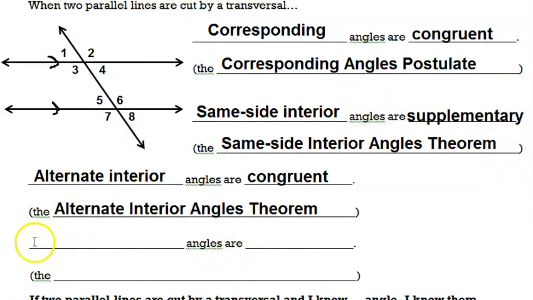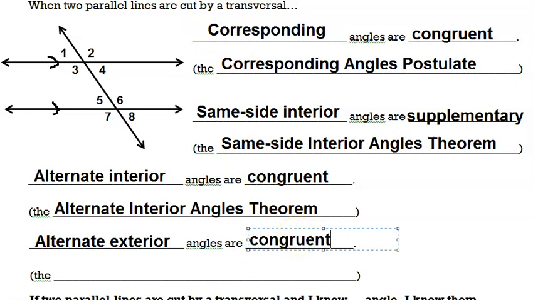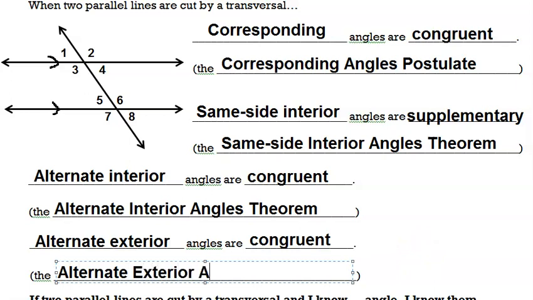Now that leaves us with one more that you're going to find in the book, and that's going to be the alternate exterior. And so that would be like 1 and 8, because they are alternating sides and they are both on the exterior. And those would end up also being congruent. We could do the whole thing to prove it, but ultimately you just need to know that that is the alternate exterior angles theorem.